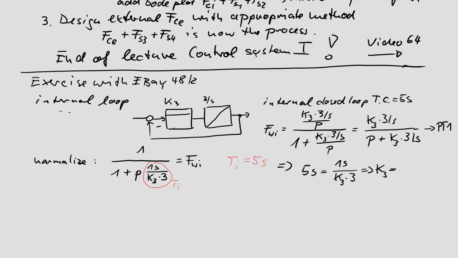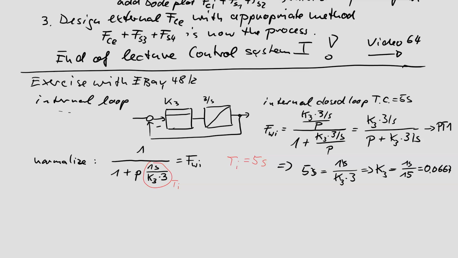K3 is then 1 second divided by 15. This is then 0.0667. Okay, not seconds, sorry, no seconds, of course. On both sides we have 1 second. Yeah, here we have 5 seconds, here 1 second. The second can be deleted. Of course, K3 has no unit. So the internal loop is closed.